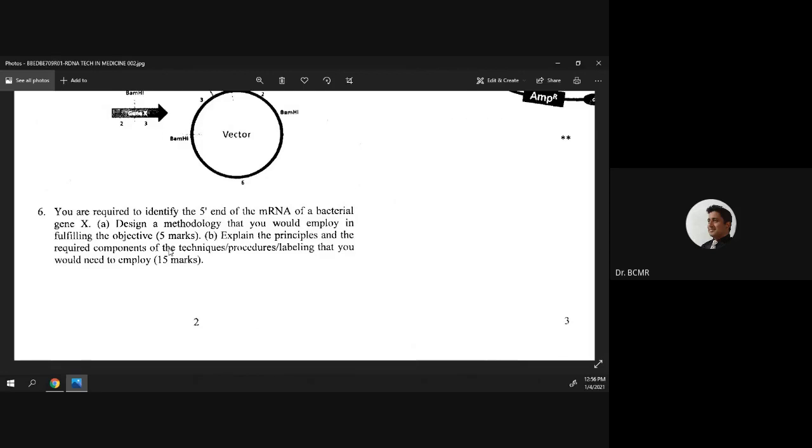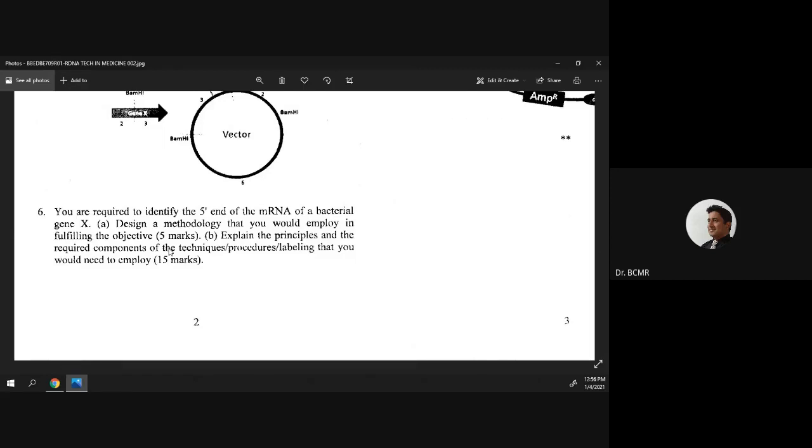The second question is to explain the principles and the components required of the techniques, procedures and labeling that you would need to use in this case. For primer extension, you will need to have a primer. You should have a labeled primer. You should use a sequencing reaction, the dideoxy method, Sanger's method, right?